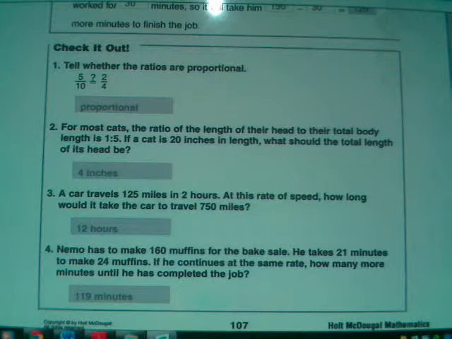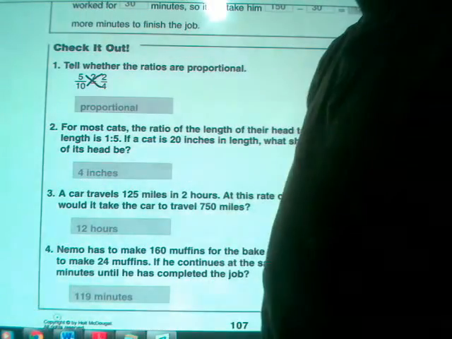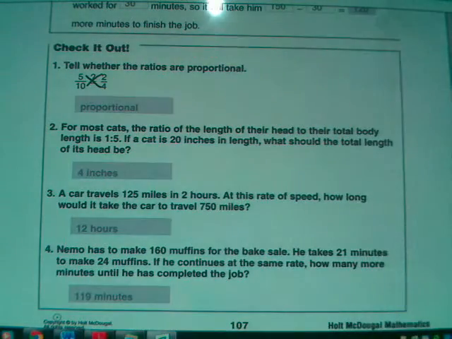All right, so number one here, we're supposed to tell whether the ratios are proportional. Again, all we have to do is multiply the diagonals and hope we get the same number. 5/10 and 2/4. 10 times 2 is 20. 5 times 4 is 20. Since the numbers are both 20, they are proportional.